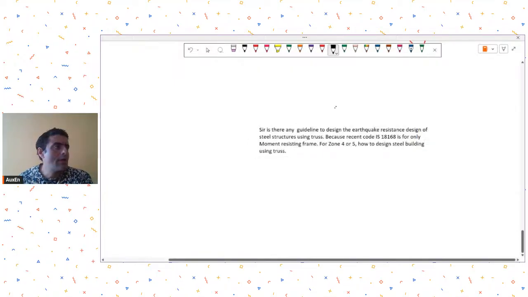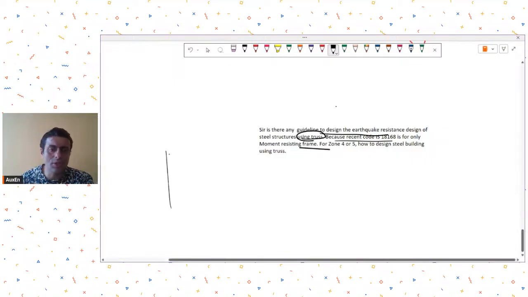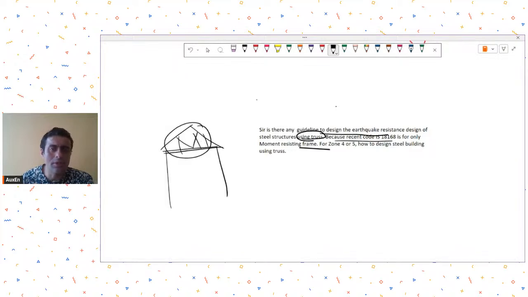Is there any guideline to design the earthquake resistance of steel structures using truss? Because the recent code 18168 is only for moment resisting frames. No, no. So see, a truss system you are putting on the top, right? It's a roofing system usually that you are using in truss.